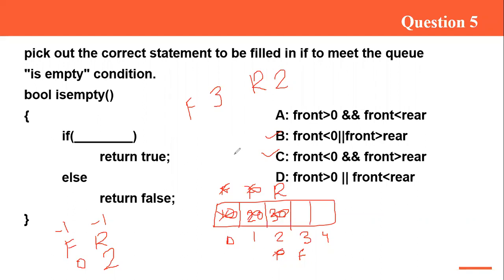So front is greater than rear. Now tell me, that means what? Any one of them can be true. Either front should be less than 0 or front should be greater than 0. That means which option we have to consider? Option B. Got it, everyone? Understood? This is the whole concept of Q.